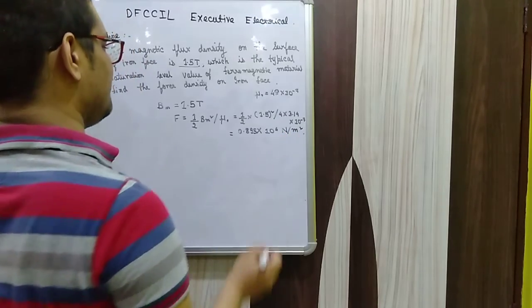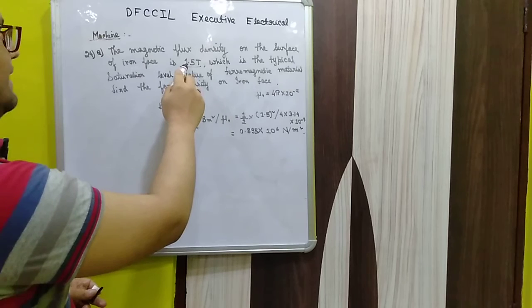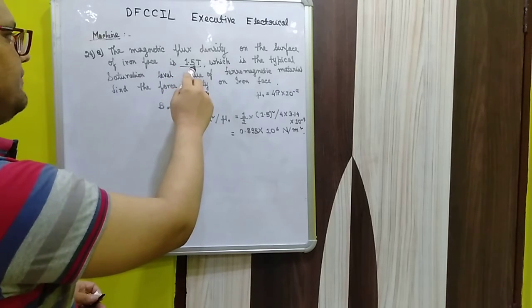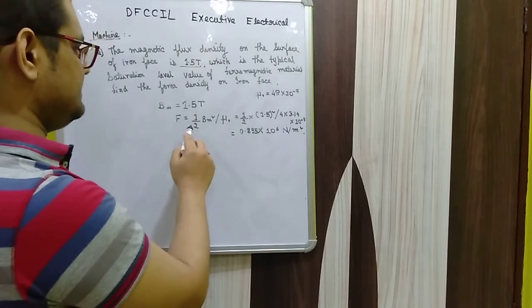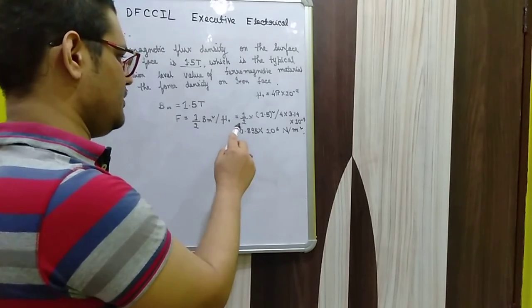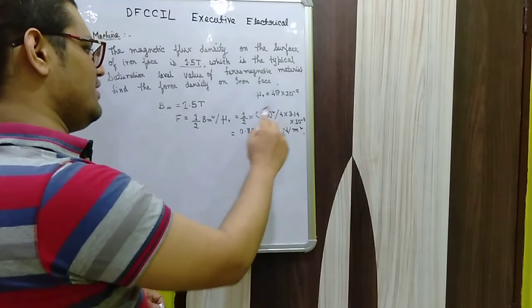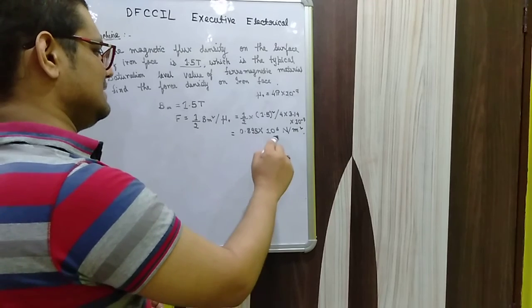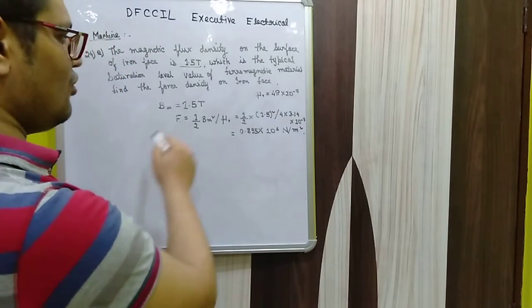I hope you have understood how to calculate this. We have the iron phase flux density of 1.5 Tesla. The formula is F is equal to half into Bm square by mu, where mu is 4 pi into 10 to the power minus 7. We put the values and got this answer, 0.95 into 10 to the power 6 Newton per meter square. The four options were given.